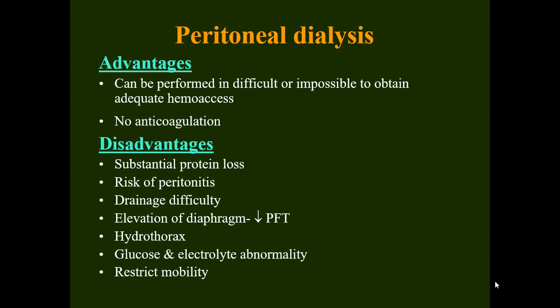Disadvantages are that you will have a substantial protein loss. There is increased risk of peritonitis because you are repeatedly instilling a fluid from outside into the peritoneal cavity. There can be drainage difficulty. You have a catheter block, you are not able to empty it out, and because you have put the fluid into the abdominal cavity, there will be elevation of diaphragm, thus affecting your lung functions. Because the fluid which you have put in peritoneum can translocate to the pleural cavities, you can have hydrothorax.